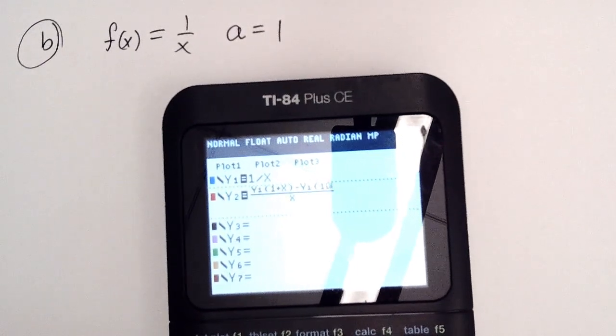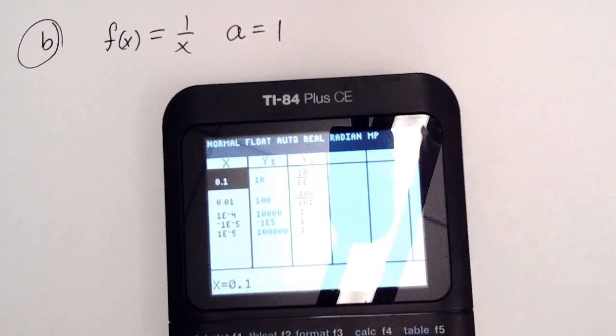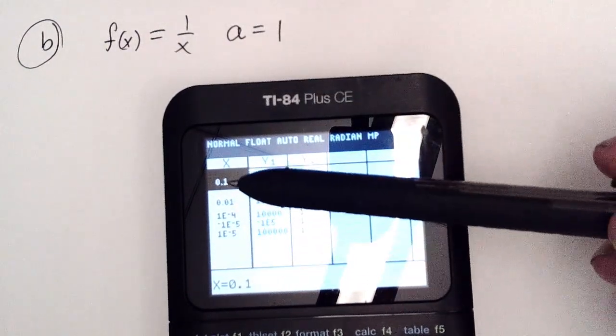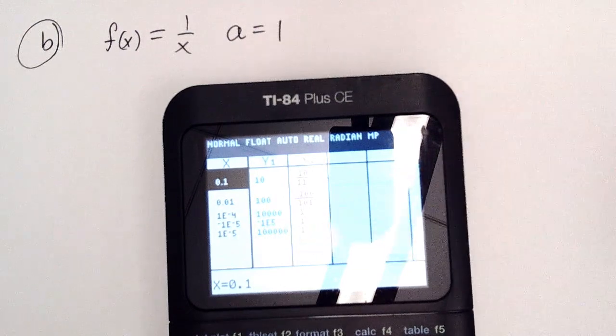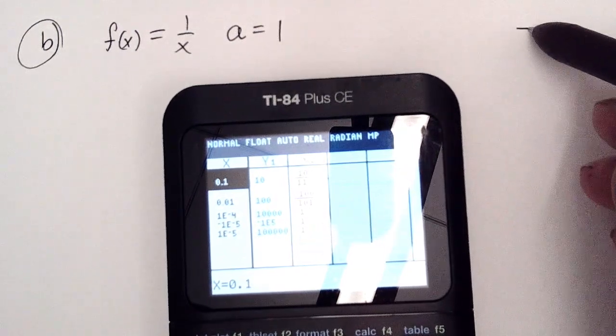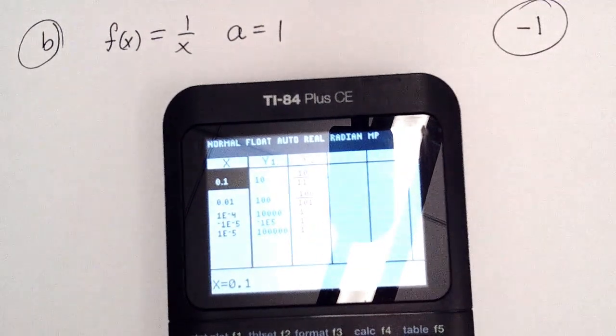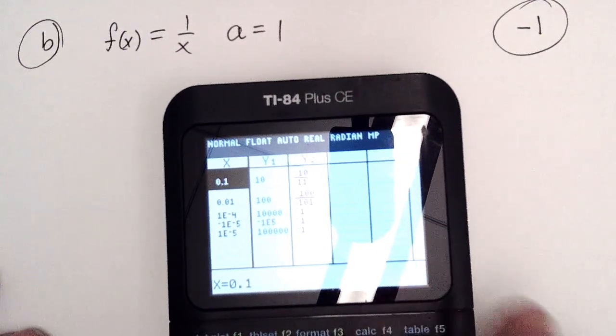And now if I go to the table, it's already got the right numbers. X is getting closer and closer to 0, and it looks like our answer to this one is going to be -1. Let's take a look at the graph.